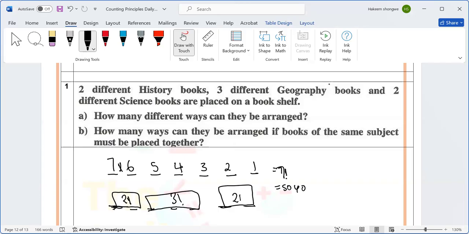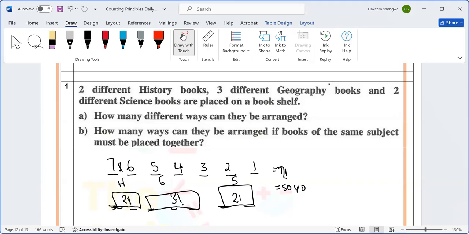Just because I put them together, I'm not fixing them. I'm not saying that Amu and Muhau must sit here. I'm saying they must be together. That's my condition. But where they are together doesn't matter. Now, how many things do I still have to move? I still have to move these blocks, because I could have started with this one. This one is the history books, this one is the geography books, and this one is the science books.